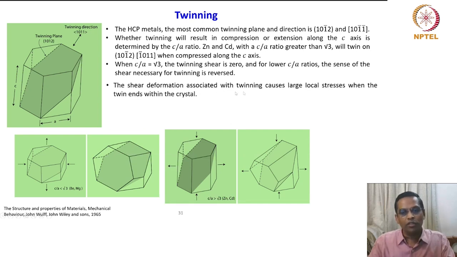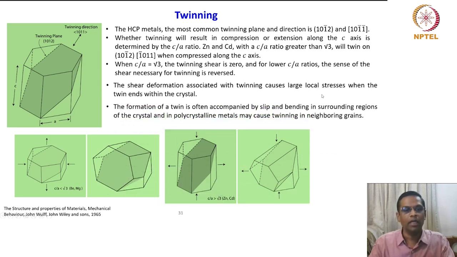The shear deformation associated with twinning causes large local stresses when the twin ends within the crystal. This is again very important because it is a restrictive deformation. It leaves behind large local stresses, okay, especially when the twin ends within the crystal. The formation of a twin is often accompanied by slip and bending in the surrounding regions of the crystal, and in polycrystalline metals may cause twinning in the neighboring grains as well. So it can induce twinning in the neighboring grains as well. So this is one of the manifestations of this twinning process.